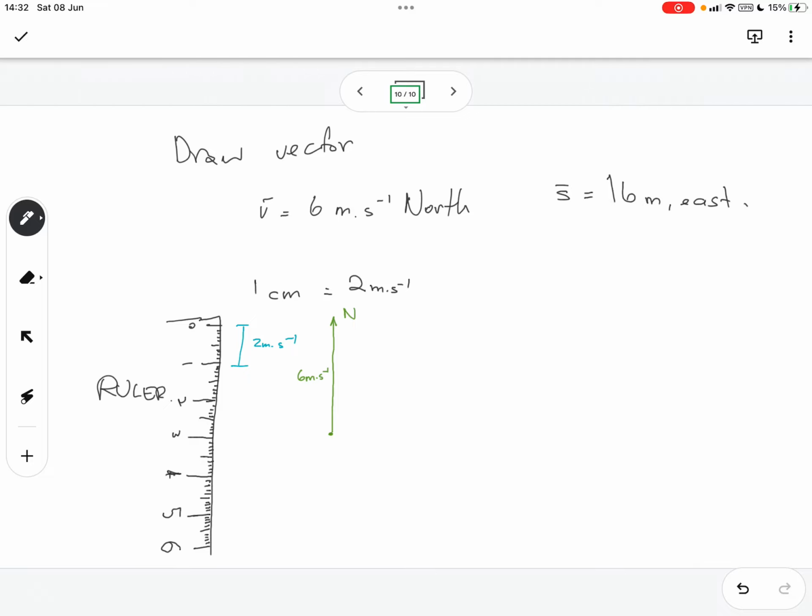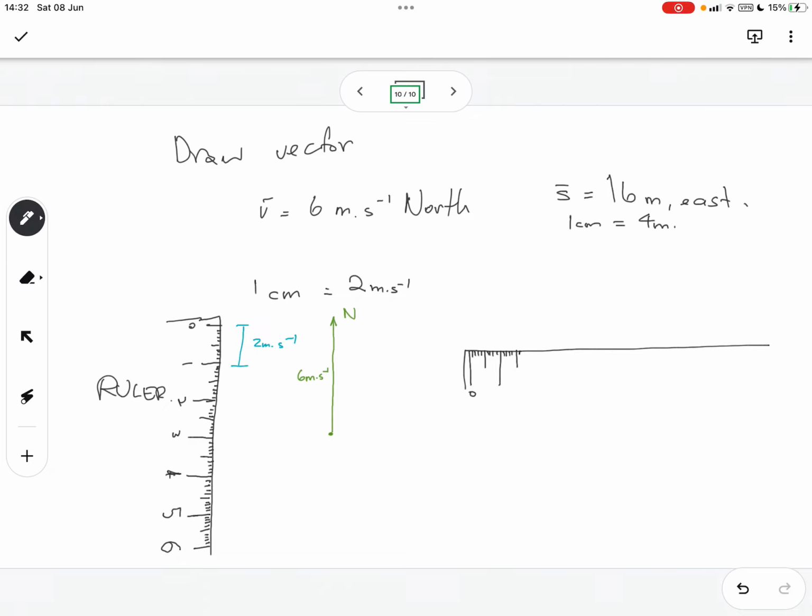Then our second example. The following vector is a displacement, and it is 16 meters east. What does that mean? The scale, rather, is 1 centimeter is 4 meters.